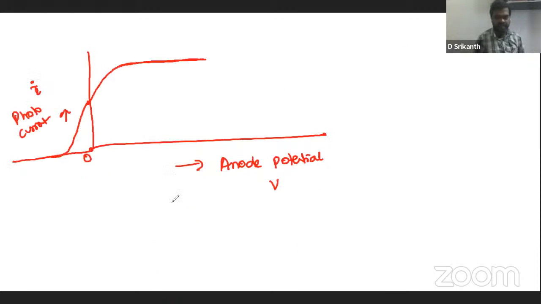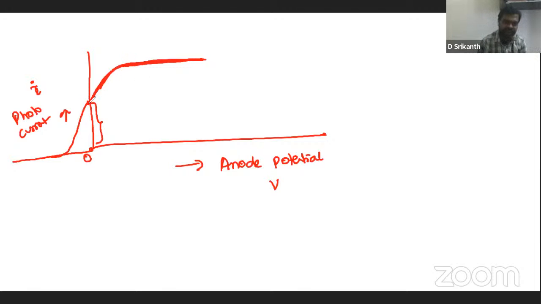As the potential increases, what will happen here? Initially, when potential is zero, we will have a photocurrent. This is due to incident radiation. Even though potential is zero, we will have the photocurrent because of incident radiation. As the potential increases in the forward bias, current will also increase and reach a saturation value.